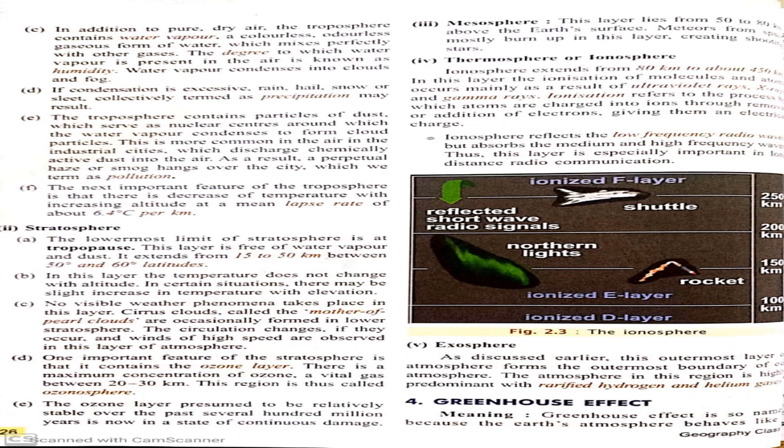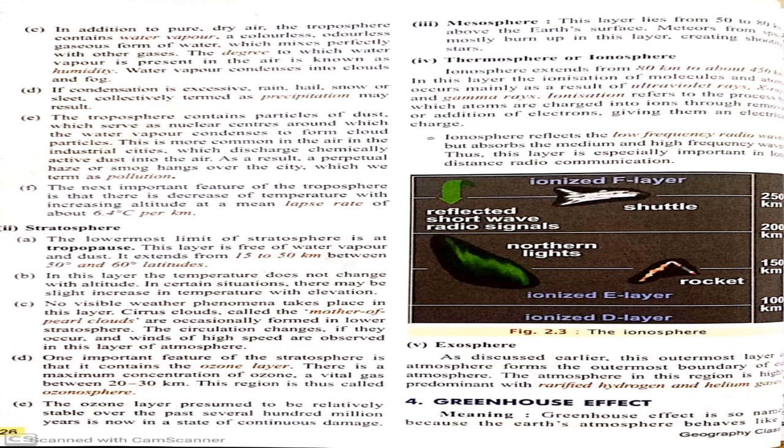Then cirrus clouds, called the mother of pearl clouds, are occasionally formed in the lower stratosphere, the lower part of the stratosphere. One of the important features of stratosphere is that it contains the ozone layer. You all must have heard about the ozone layer. The ozone layer protects us from the ultraviolet rays that come from the sun.